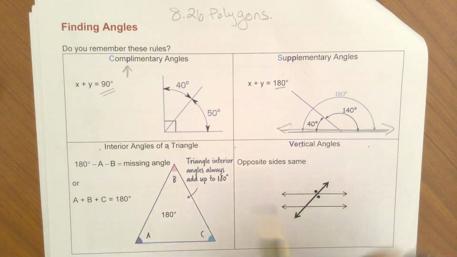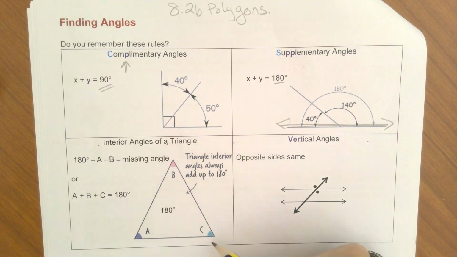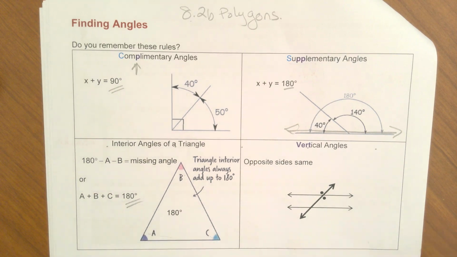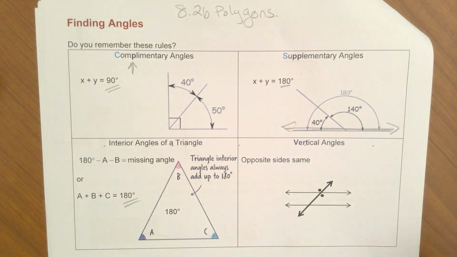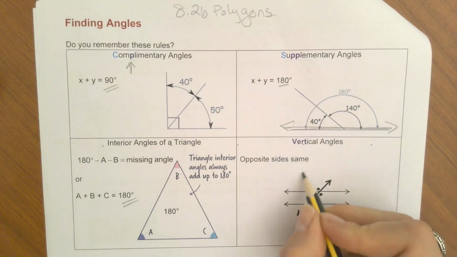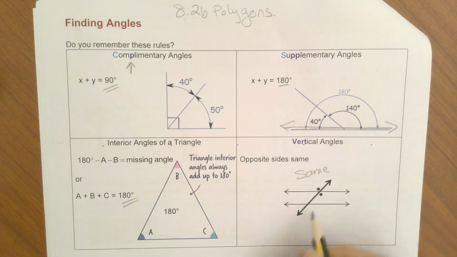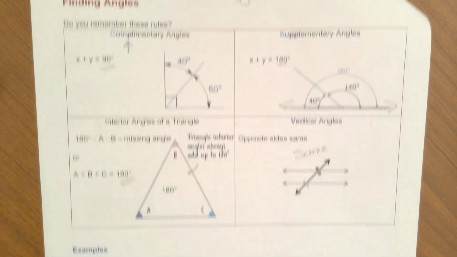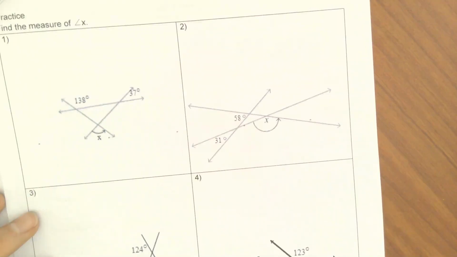Okay? If I have a triangle and I add up all the angles on the inside, it's always going to be equal to 180. And if I have two angles opposite each other, they're called vertical angles and they're the same. So if I know this, I know this. Okay, so let's use those rules to find some angles.